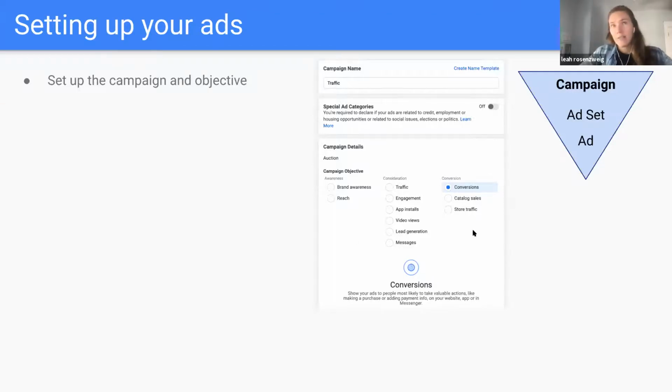I honestly don't have a great sense of how much it matters what you choose at this stage. Often, I think for our messenger survey, we did engagement, maybe messages actually. But I think if you want to create a pixel and have Facebook optimize for completed surveys, you want to choose conversions.